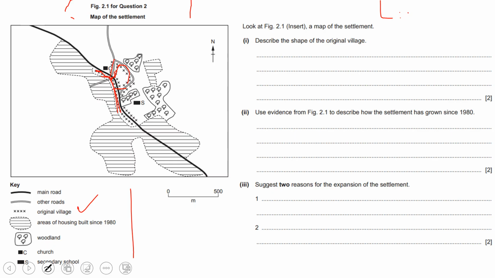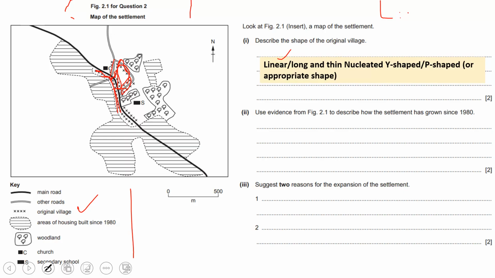Settlement is linear. Around this part here it can be nucleated. Around the roads, so that's it. First, you see, is linear. Some part is nucleated. Y shape, P shape. So any appropriate shape can also go in as an answer.